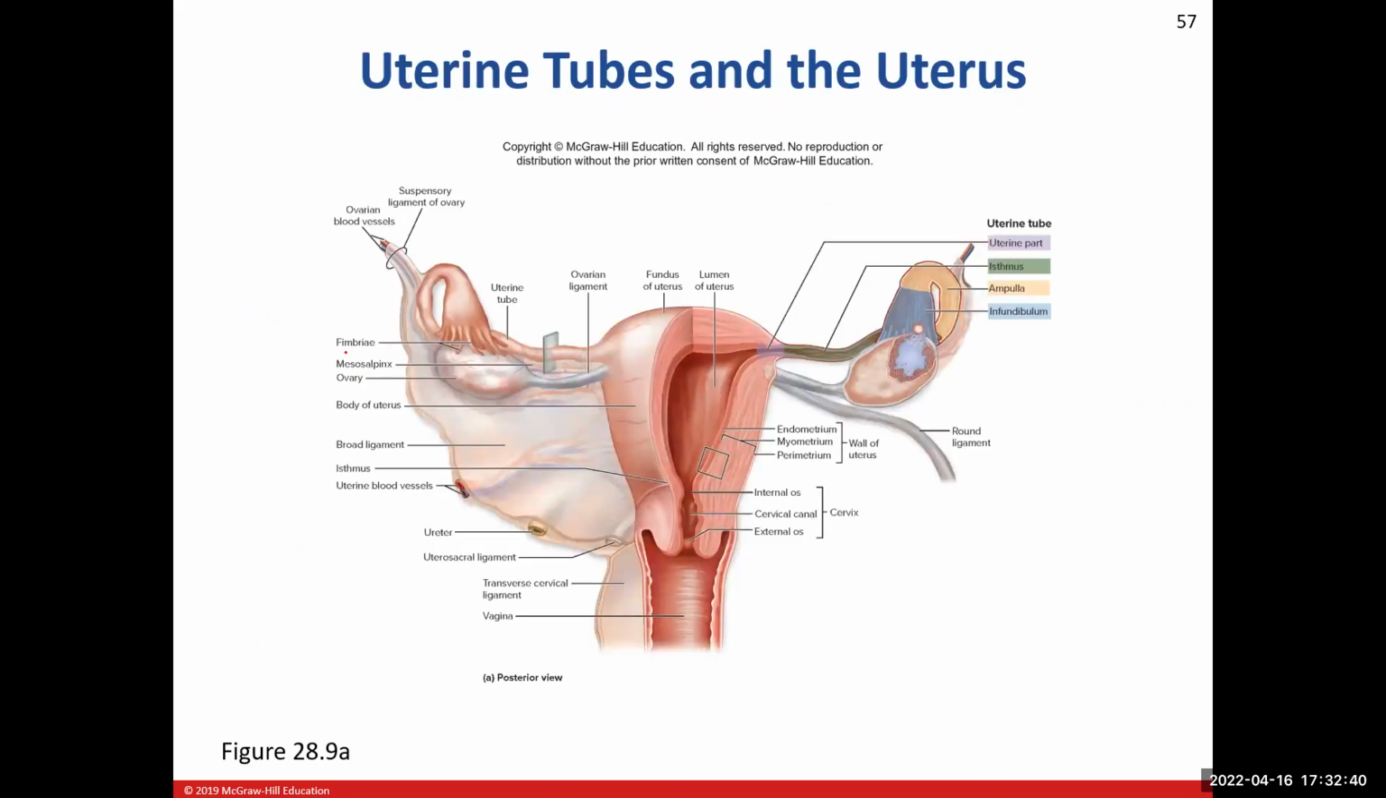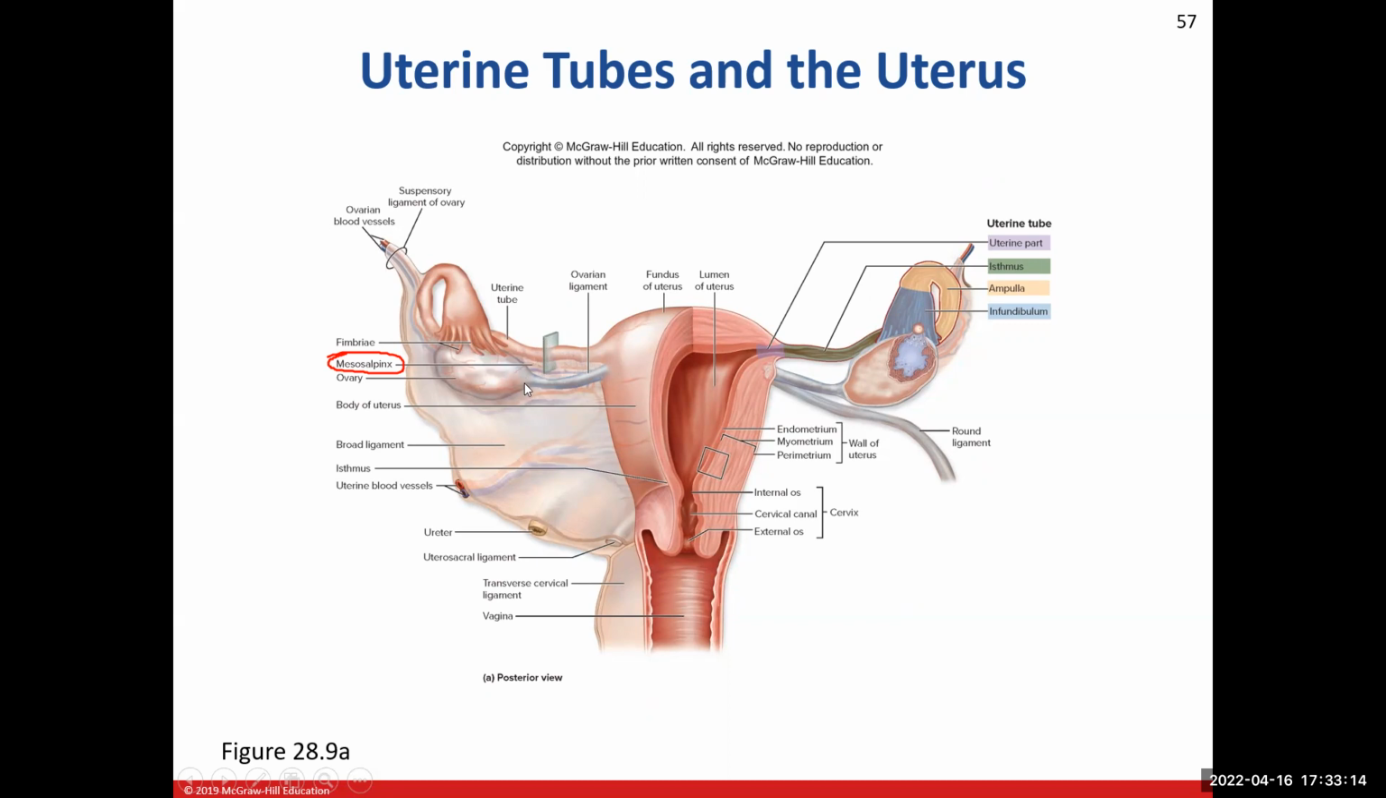So the mesosalpinx is way over here. Here's the ovary. And then you can see the uterine tube extending laterally off of the uterus here, and then it is in close proximity to the ovary. This part right in here, this tissue in between the ovarian ligament and the uterine tube, that's the mesosalpinx. And it's part of the broad ligament.